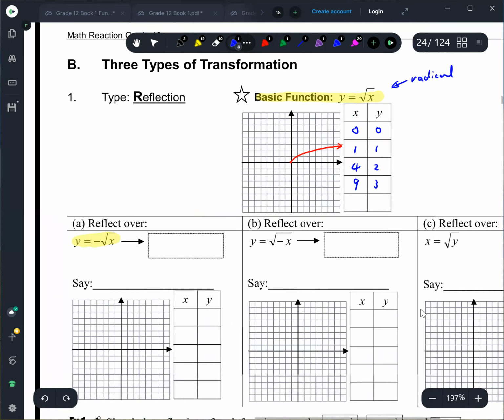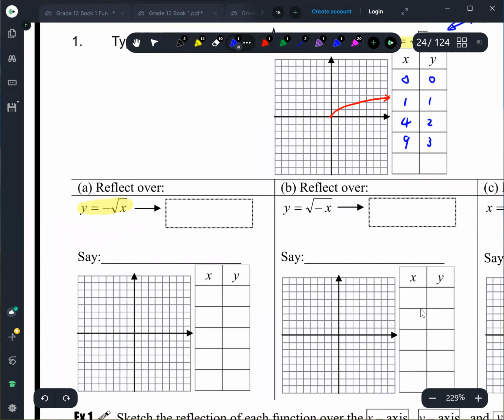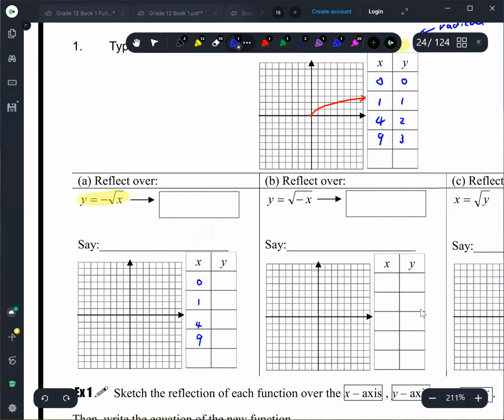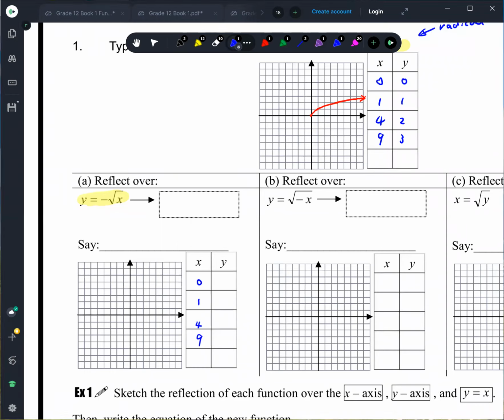So if there's a negative outside the square root, we want to see what it will do to the graph. So we're going to use the same points. Okay, same x value, and then we plug it in, okay? And then let's find the y values. So for example, the first one, I plug in 0. I'll write it on the side here. Square root of 0, but then there's a negative at the front, right? But 0 times negative is still 0, so end up as 0. Okay, so our first point is still 0, 0.